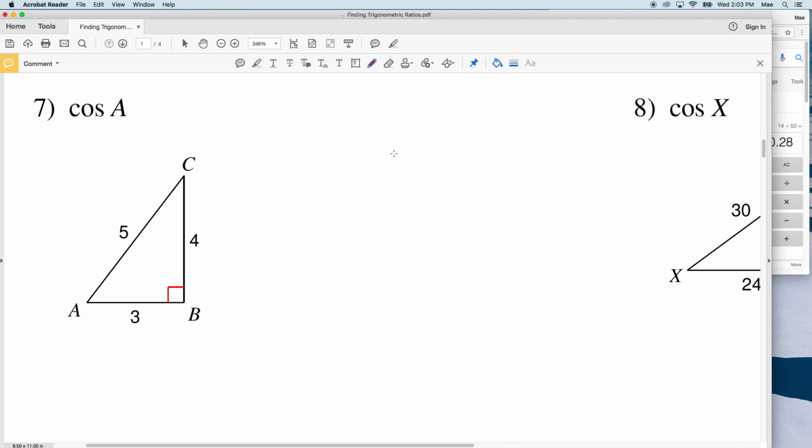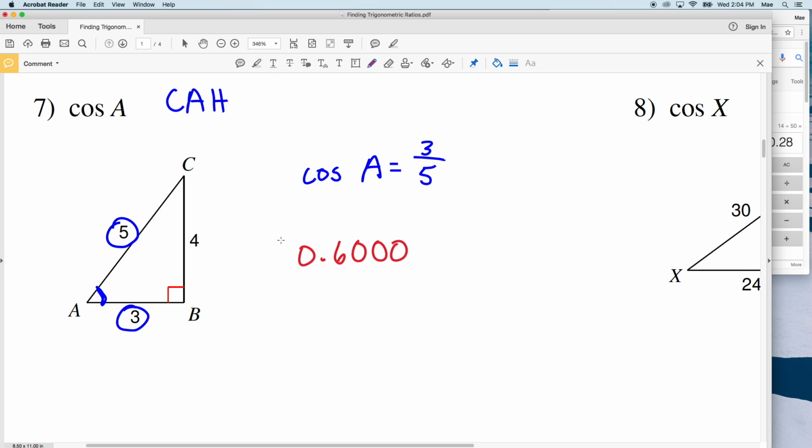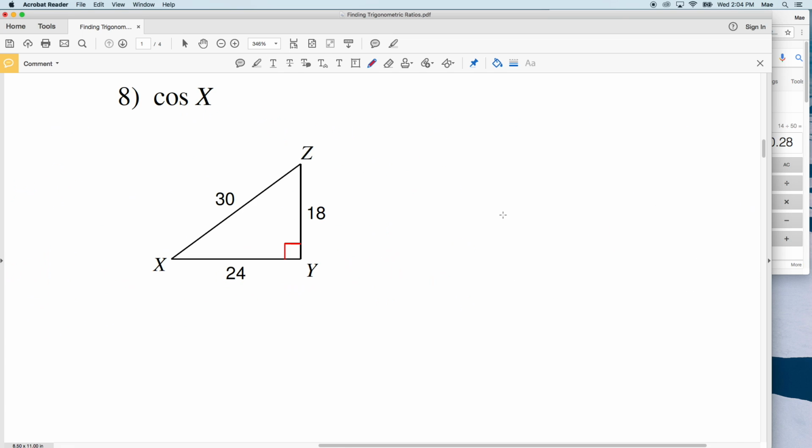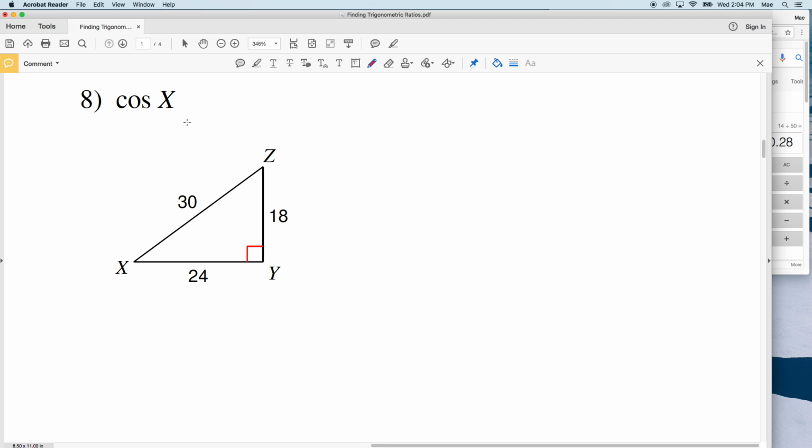Number 7, the cosine of A. Think CAH. So we're going to do the cosine of A. So here's our angle A. That's going to be equal to adjacent. And remember, adjacent is the side touching or next to the angle that is not the hypotenuse. So that's going to be 3 over our hypotenuse, which is 5. 3/5 we know is 0.6 or 6/10. So the answer is going to be 0.6000.